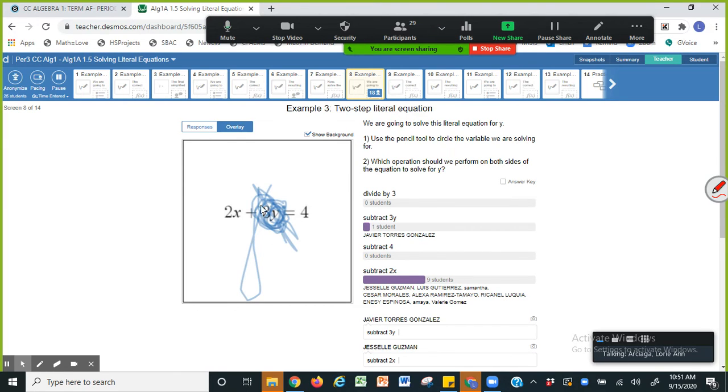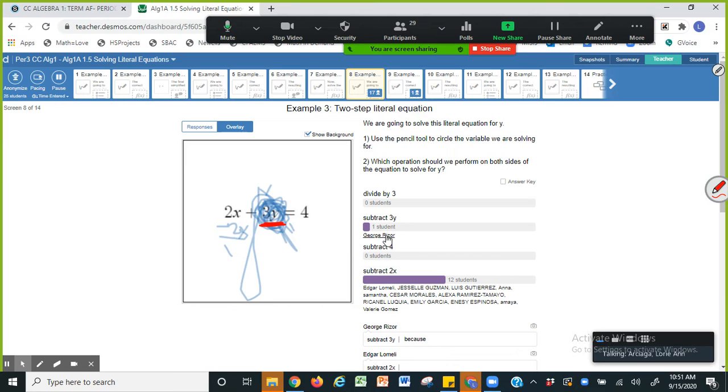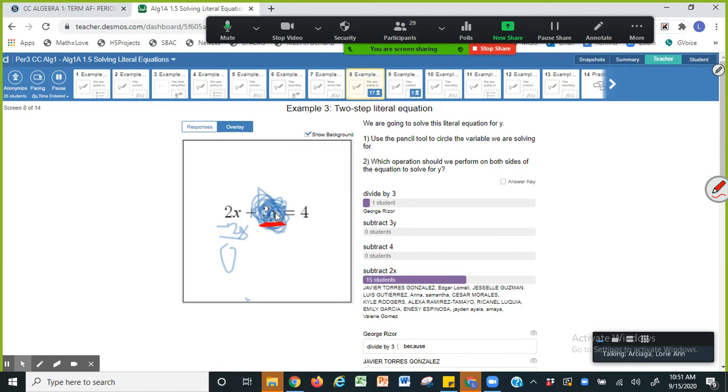Javier, whatever you circled has to stay there. So don't touch the 3Y yet. Okay, George, you wanted the Y by itself, so it has to stay there. Whatever you circled must stay on that side. So George, I don't think we can subtract the 3Y. We just said that we want to get the Y by itself, right? And we circled the Y. So whatever you circled, don't touch it. Keep it there. Nice.